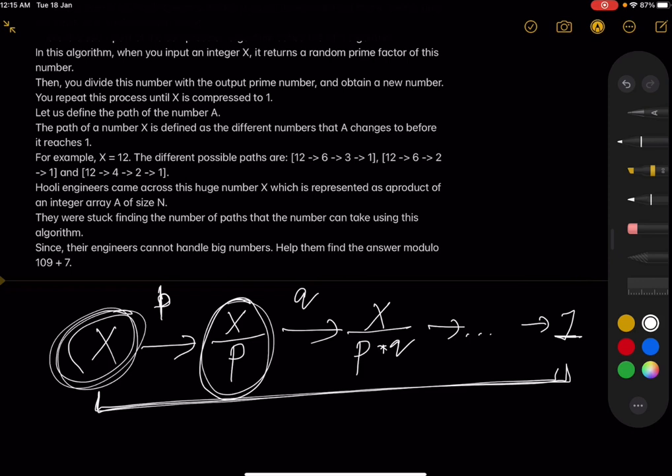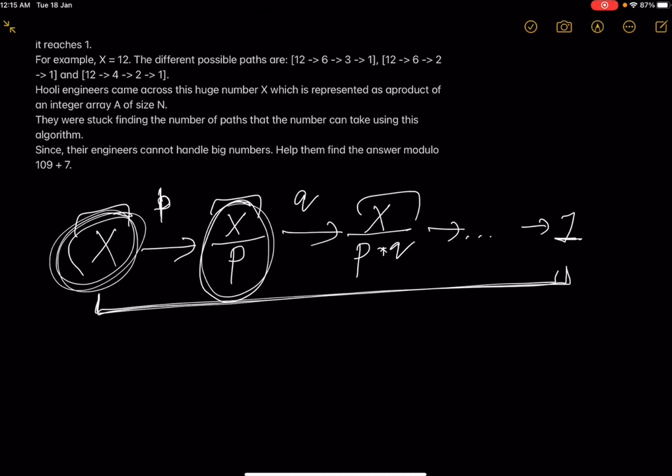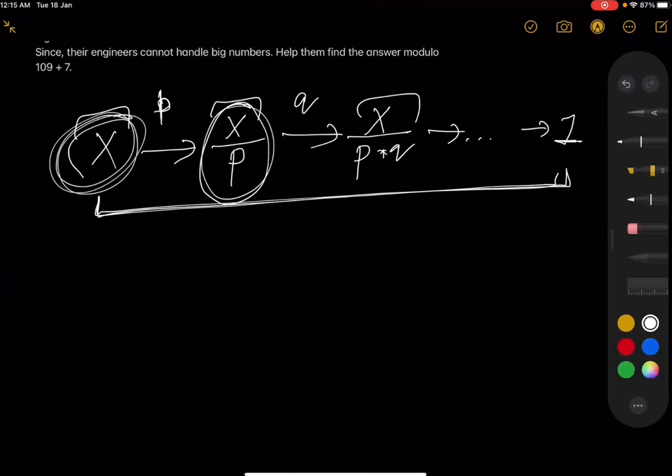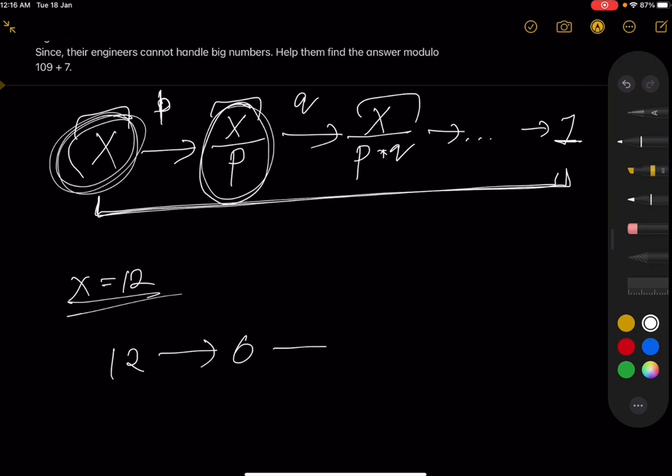So how many sequences of these values can you take, like x, then x by p, then x divided by p into q, like this. For example, in the case where x is equal to 12, from 12 you choose one of its prime factors, let's say 2. You divide 12 by 2, so you get 6. Again choose any prime factor of it, let's say 3. So 6 by 3 becomes 2. It has only one prime factor 2, so it gets to 1.